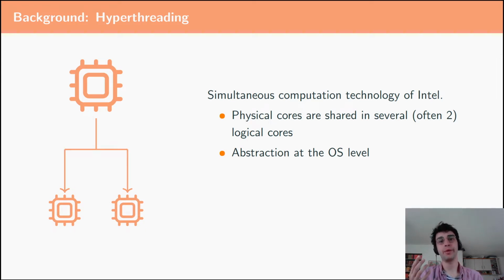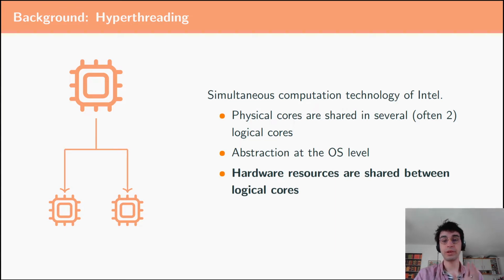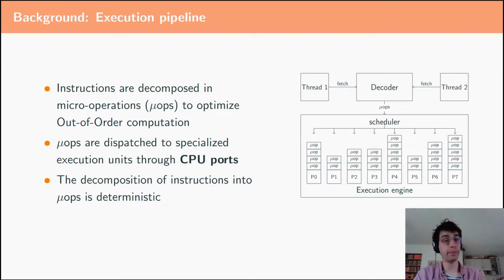Basically, what it means is that in order to boost parallelism and take as much advantage as possible of the limited hardware resources, each one of the physical cores on CPUs is shared by several logical cores, often two for mainstream computers. But there is an abstraction at the OS level, meaning that if you have 4 physical cores, each split in 2, your computer will act as if you have 8 cores total. But at the hardware level, hardware resources of 2 logical cores sitting on the same physical core are shared, including the execution pipeline, for instance.